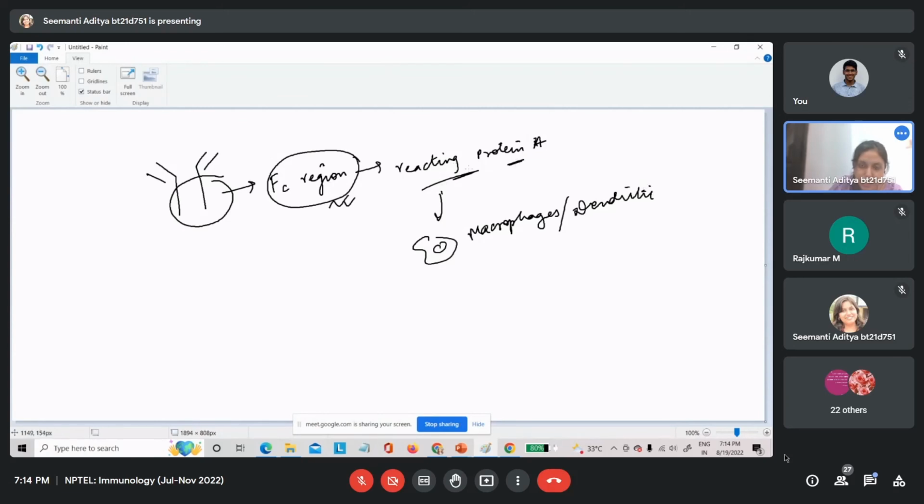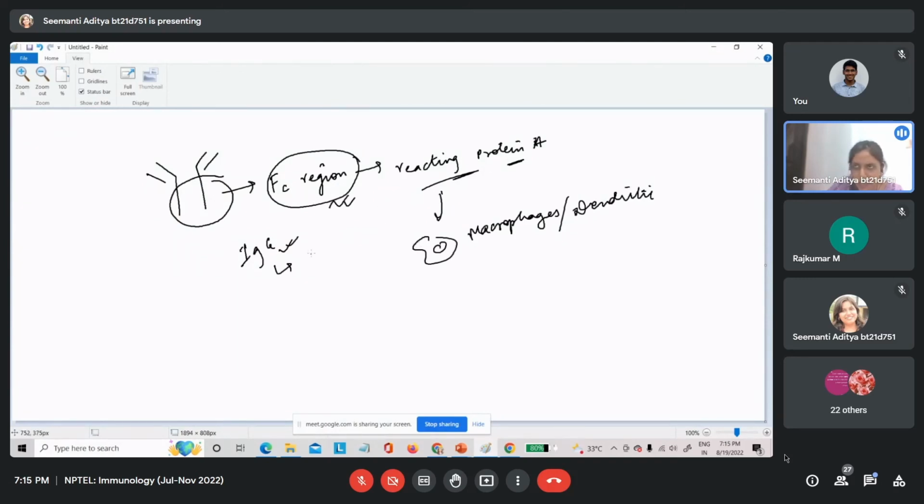The macrophages and dendritic cells will have a better recognition capacity if the Fc region of your antibody interacts with protein A. This interaction is not only for IgG, it can be for many other types of antibodies as well. Mainly IgG is more prone to interact with protein A, because during secondary immune response IgG is produced more. So IgG can interact with protein A more with its Fc region.